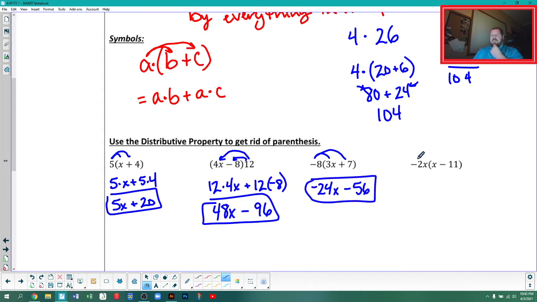Last one that we have, negative 2x. This one has an x with it. I might write this one just to make sure that we know what we're doing. I'm taking that negative 2x, multiplying it by x, and multiplying it by negative 11. So here I have negative 2x times x. And then I have negative 2x times negative 11.